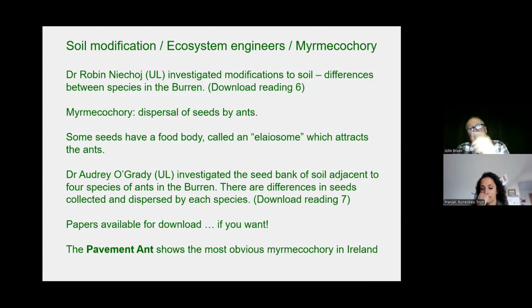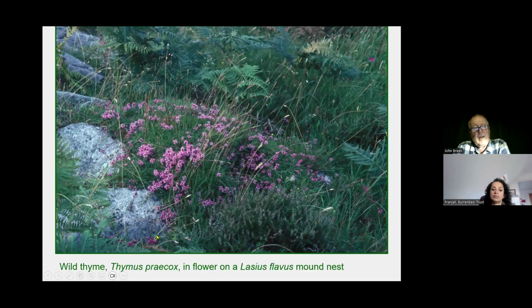Now, amongst the readings that I've given you, there's a paper on these by Audrey O'Grady, who investigated them a bit more. We're not going to go through this, but I'm just telling you that there are some extra readings if you want to read them. But basically, I want to come to another big word, called myrmecochory. And in Ireland, the nicest example is by the pavement ant. It's an ant called Tetramorium caespitum, and it occurs mainly in County Wexford.